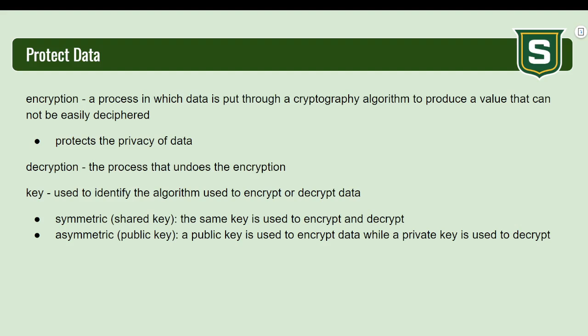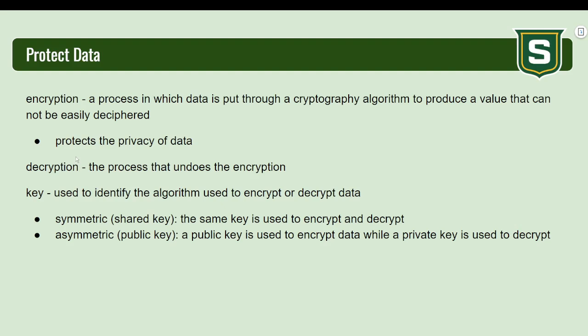So basically the data gets put through a cryptography algorithm, so using math, and it produces an output that hopefully can't be deciphered very easily. The purpose of this is to protect the data. So if somebody intercepts it, they can't understand what it is. Decryption is the undoing of that process.